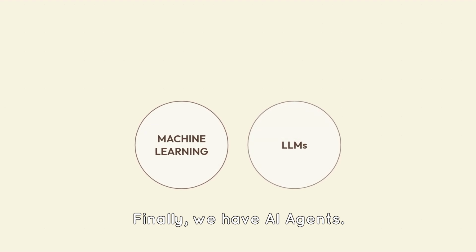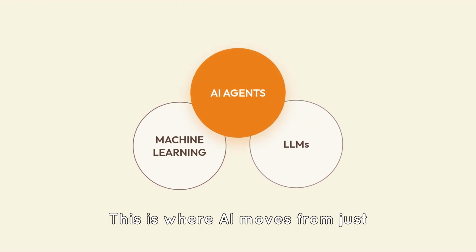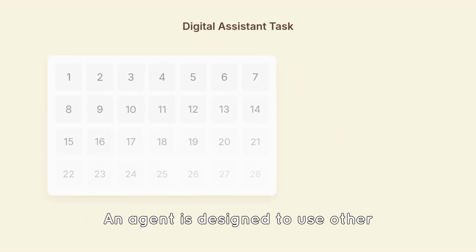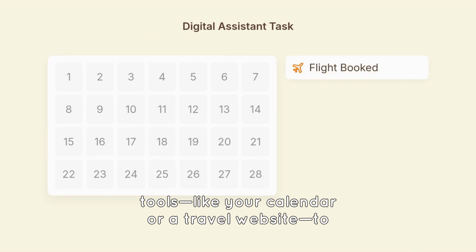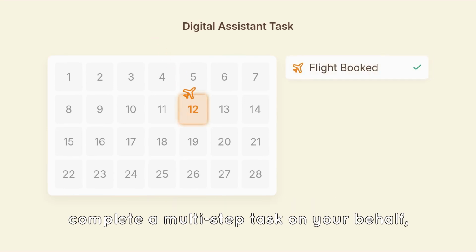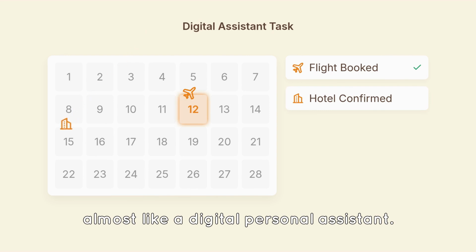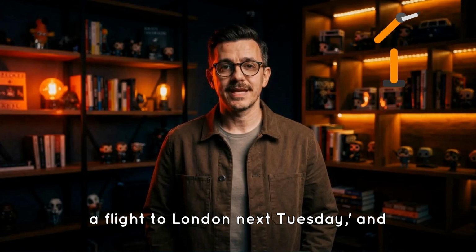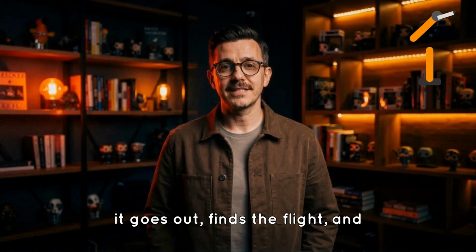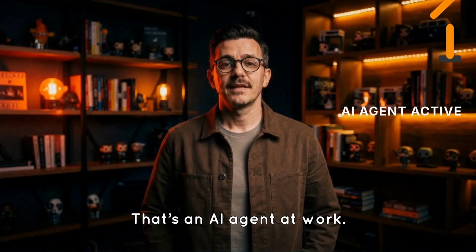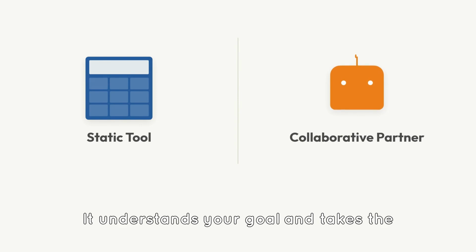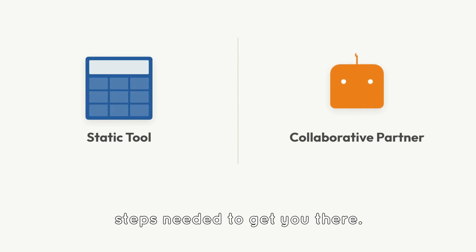Finally, we have AI agents. This is where AI moves from just talking or creating to actually doing. An agent is designed to use other tools, like your calendar or a travel website, to complete a multi-step task on your behalf, almost like a digital personal assistant. Imagine telling an AI to book me a flight to London next Tuesday, and it goes out, finds the flight, and puts it in your calendar. That's an AI agent at work. While a traditional app is a static tool, an AI agent is more of a collaborator. It understands your goal and takes the steps needed to get you there.